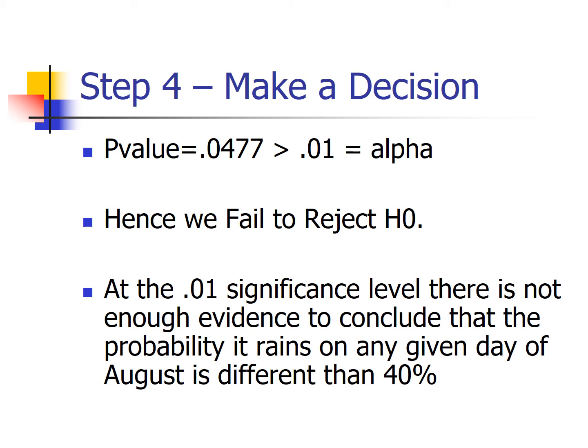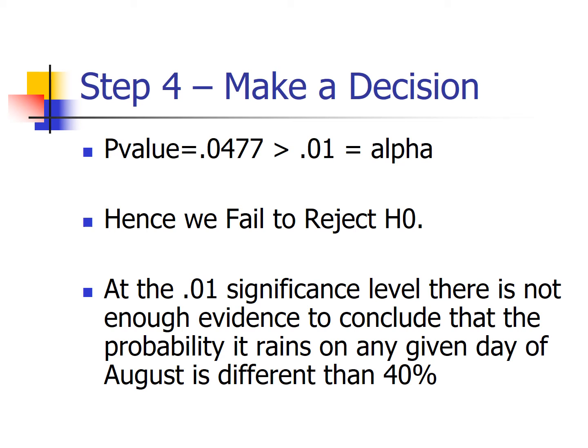Now we have to make our decision. We're comparing the p-value to alpha. Remember, for this problem we were told to use an alpha of 0.01. So 0.0477 is more than 0.01. Anytime our p-value is more than our significance level, we fail to reject the null hypothesis. So at the 0.01 significance level, there is not enough evidence to conclude that the probability it rains on any given day of August is different than 40%.